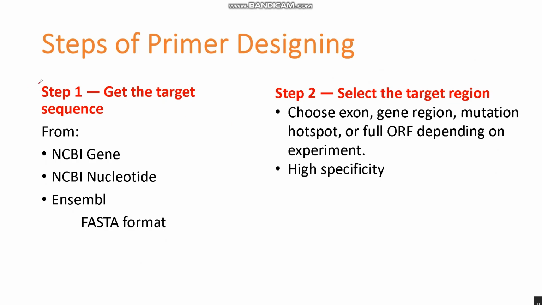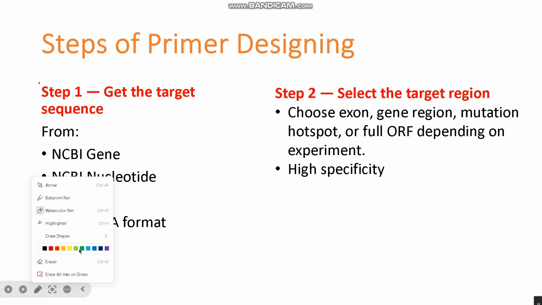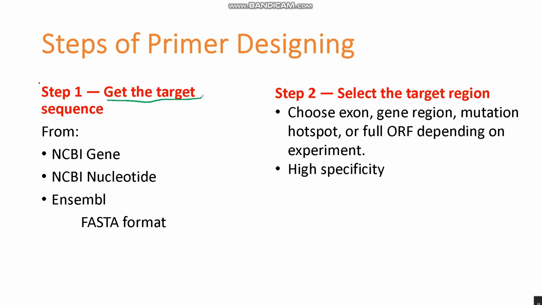First of all, step one is get the target sequence, where your target DNA is present. You get it from NCBI Gene, NCBI Nucleotide, and other sample databases. These are the DNA databases where you get your targeted sequence, and you must have it in FASTA format.